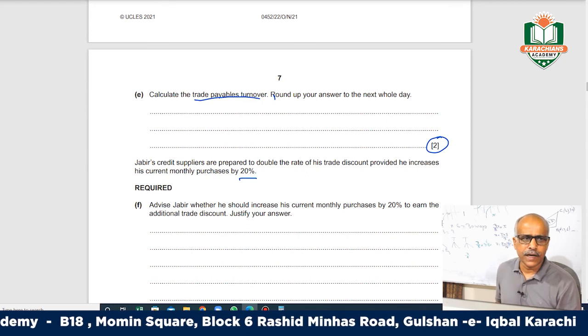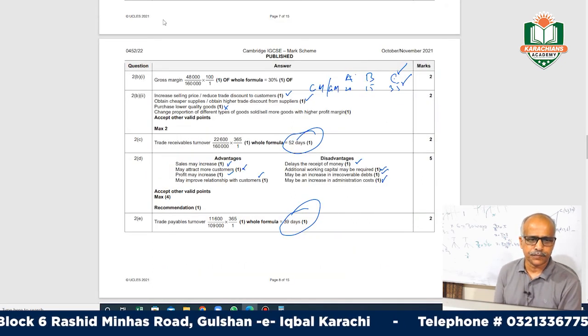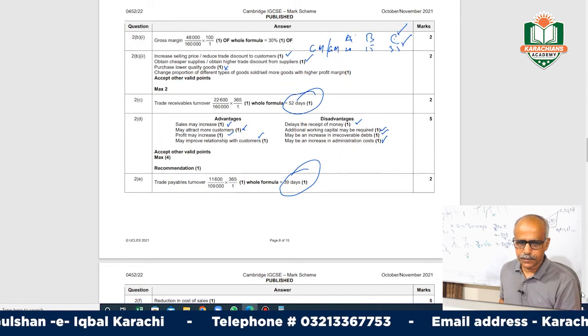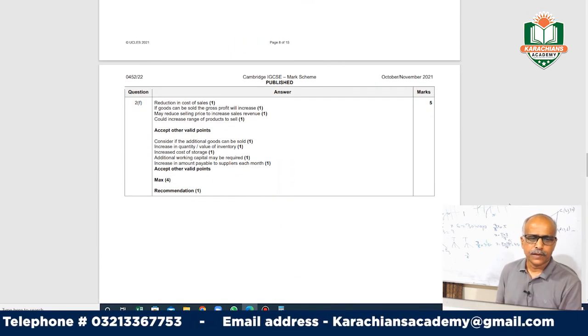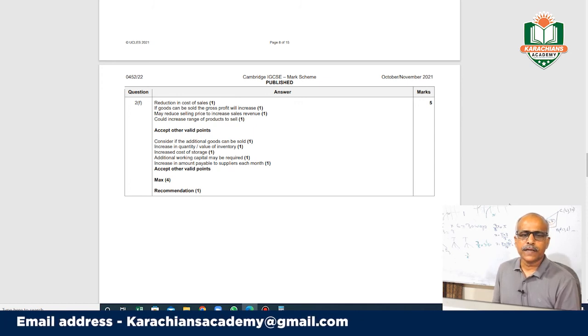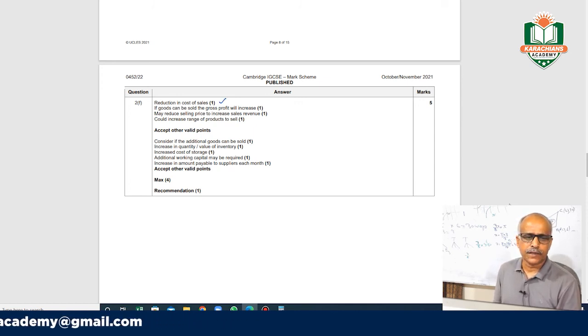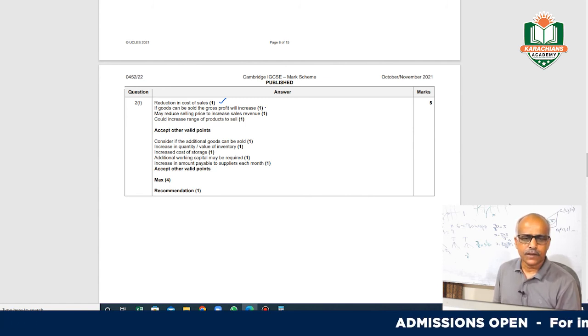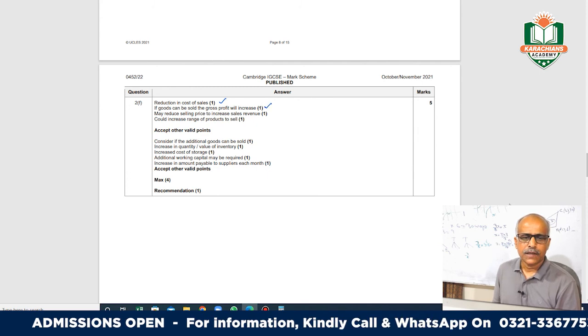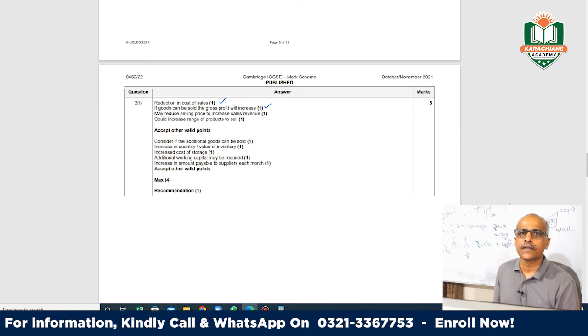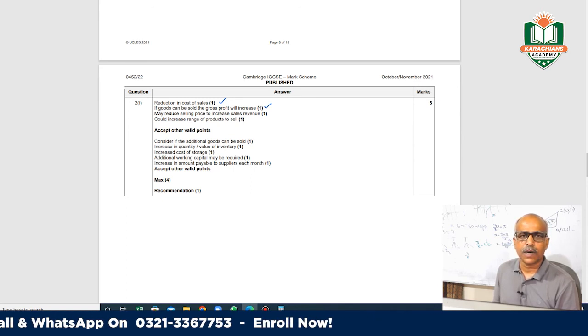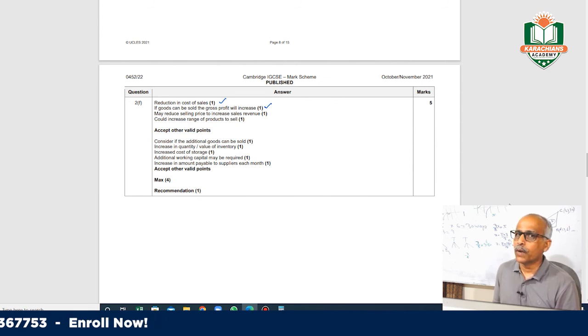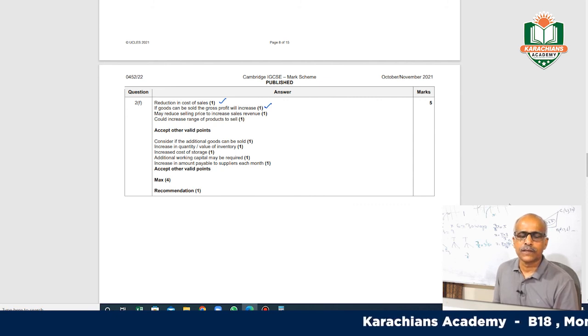This is one thing. Let's see what the marking scheme is saying for 2E. By getting a discount, the cost of production will get reduced. Okay, this is fine. If goods can be sold, the gross profit will increase. Again, this is what I said: if you are getting more materials or purchases, there should be a market to sell them. It may reduce the selling price to increase sales.